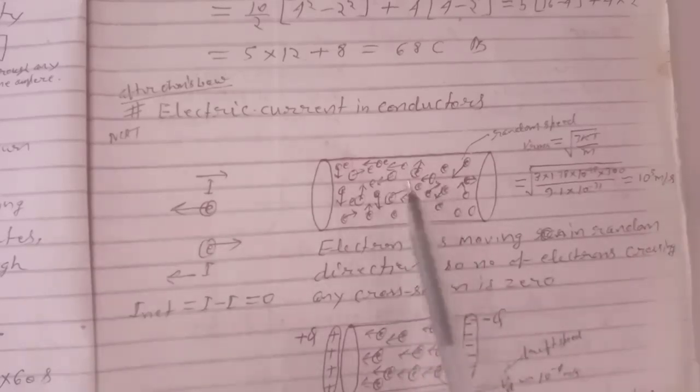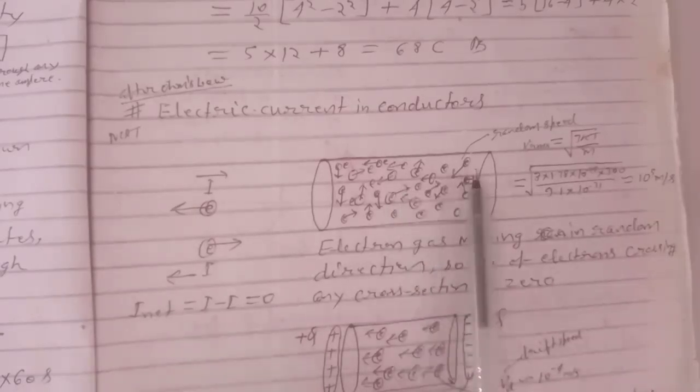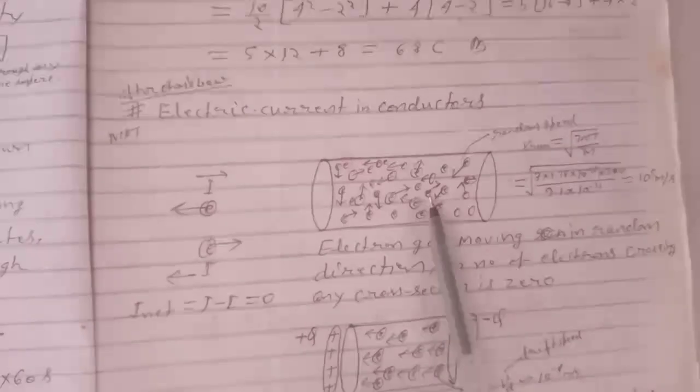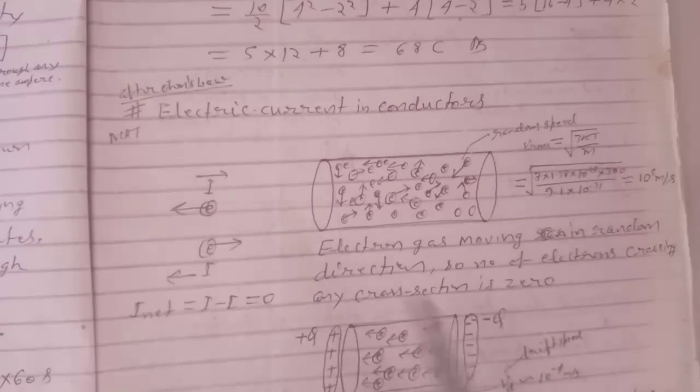Electrons randomly move in the conductor with this velocity, and because the total number of electrons crossing one side is equal to the other side, the net current in a conductor when it is not under an electric field or a potential difference is zero, so no current flows in the conductor. It is considered as an electron gas, since a huge number of free electrons are available for movement in the conductor. Electron gas moves in random directions, so the number of electrons crossing any cross section is zero.